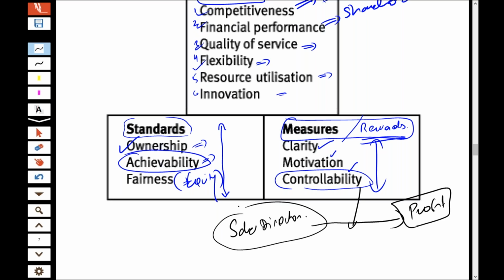My question to you: the sales director's reward is linked to the profit. Is it correct? No. The sales director is unable to control the profit because there are expenses involved which are not under his control. His reward should be linked to the sales. Is that okay? So that is actually what we mean by controllable factor.